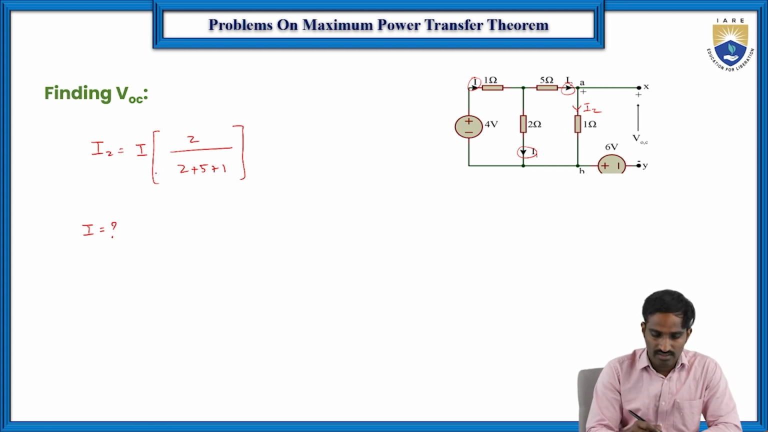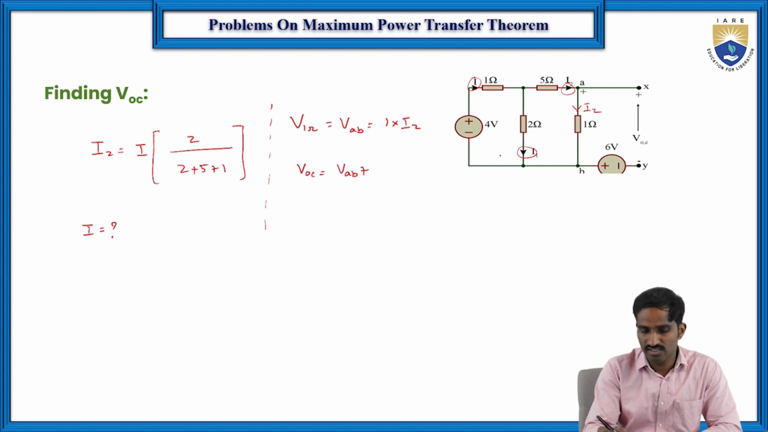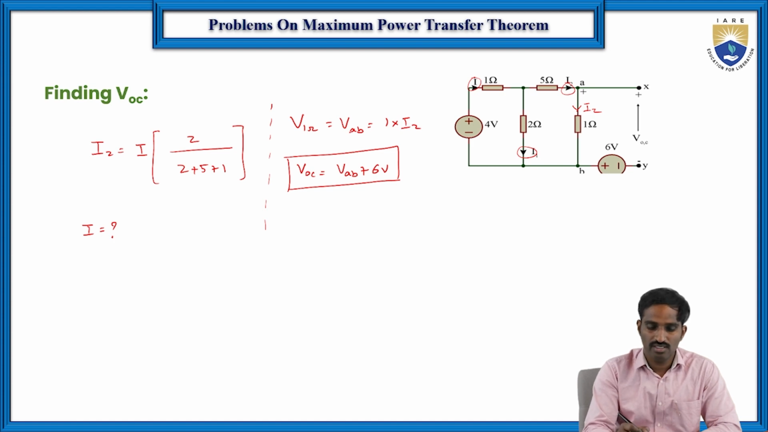If you know the I2 value, then the voltage across the 1 ohm resistor, which is VAB, equals 1 into I2, so that we get the VAB value. Then VOC is equal to VAB plus the 6 volts, and you will get the value of VOC. So for that we need to first find VAB, and to find VAB, you need to find I2.